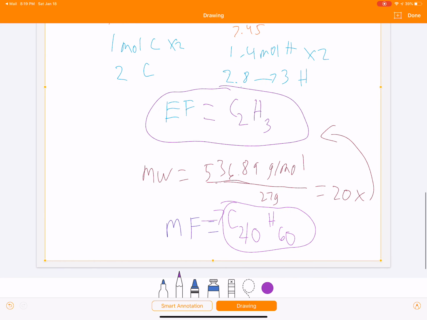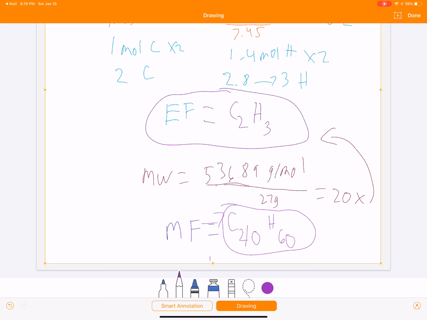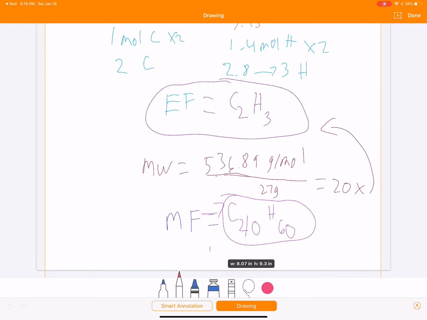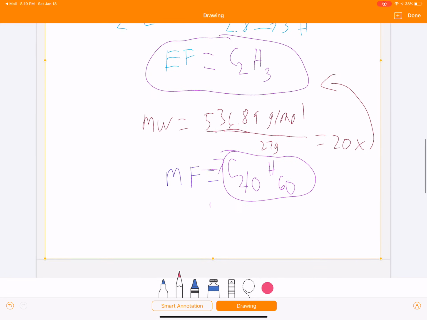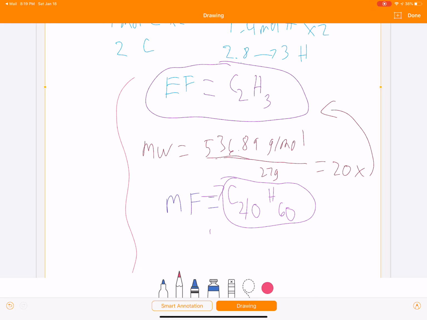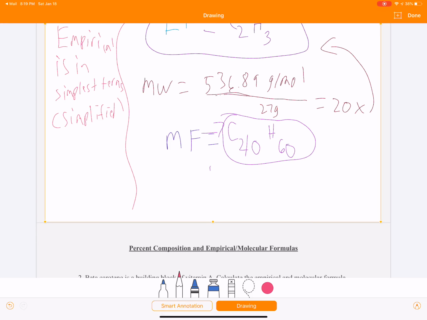Now, that is the problem solved, but I'm going to go a little bit further and talk about the difference between a molecular and empirical formula. The difference, I'll just write it here, is the empirical formula is in simplest terms, meaning it's simplified. You can't simplify C2H3 anymore, but you can simplify the molecular formula.